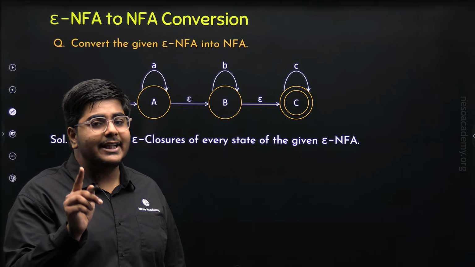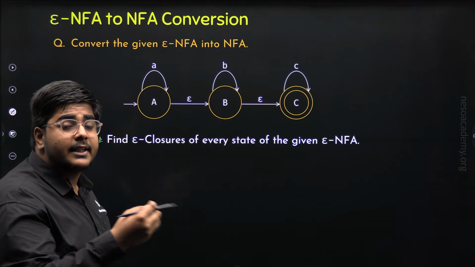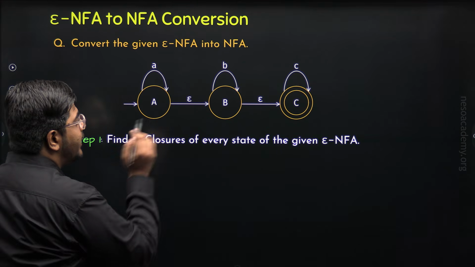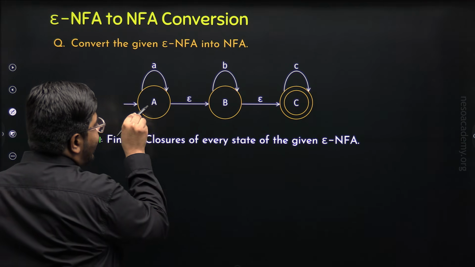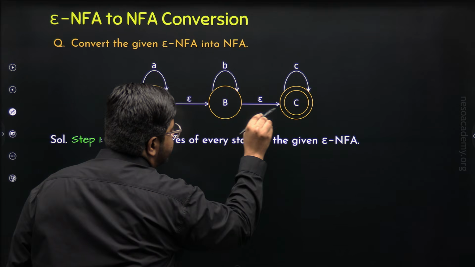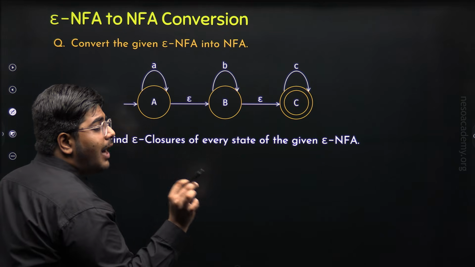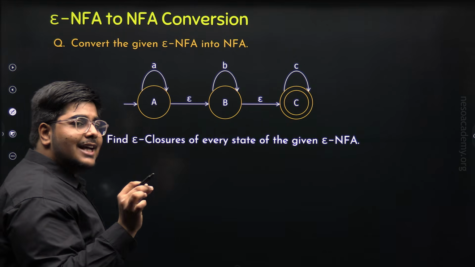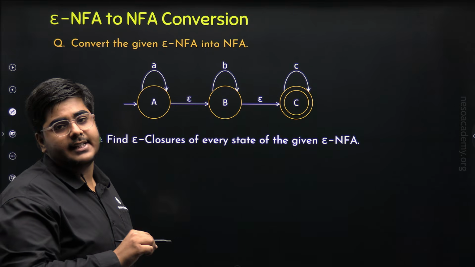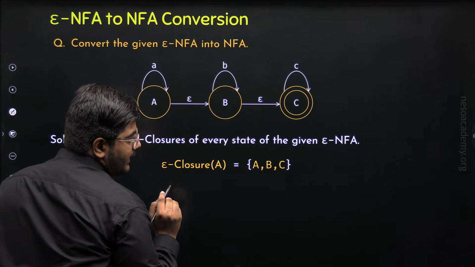So if I have to find the epsilon closure of the state A, I need to check what are the states that I can reach from the state A using only epsilon transitions. Here you can see from the state A, I can reach the state B using only epsilon transitions. I can also reach the state C using only epsilon transitions. So both B and C will be part of the epsilon closure of A. And as per the definition, epsilon closure of A will also contain the state A itself. So, the epsilon closure of A is equal to {A, B, C}.